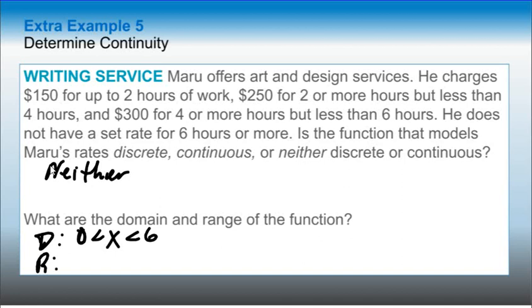The range, on the other hand, would be specific amounts. You only have $150, $250, and $300. Those are the only amounts that you would have to pay.